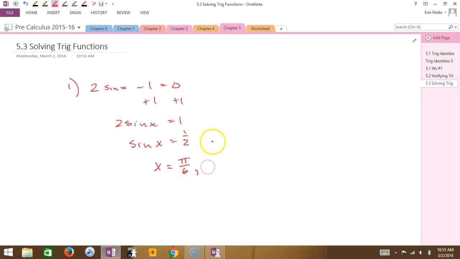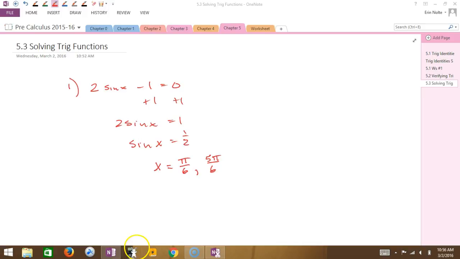There's another one. There you go. 5 pi over 6. You see both of them? Okay. Now, basically what this means is this is 2 solutions. But there actually happens to be a whole lot of solutions. And I want to show you why. Okay, I'm going to graph this equation on the calculator and show you what we're looking for.